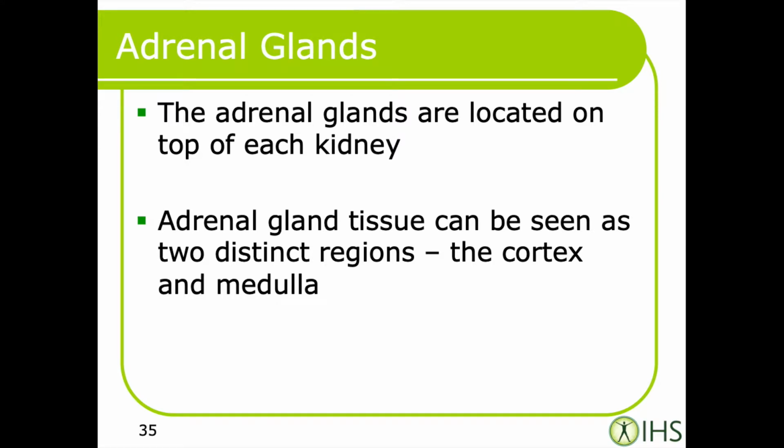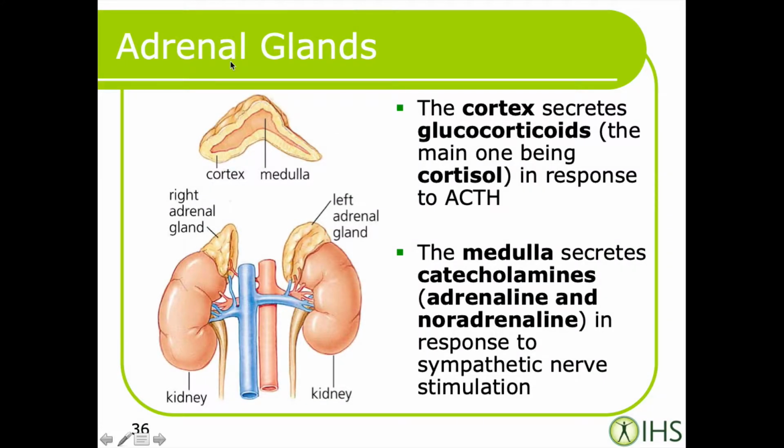So we'll look at the adrenal glands first. They are located on the top of each kidney. The adrenal gland tissue can be seen as two distinct regions: the adrenal cortex and the medulla. Whether it's the kidneys or the adrenals, the cortex always refers to the outer part of the organ, and the medulla always refers to the inside part of the organ. You have two adrenal glands, and they sit right on top of your kidneys.